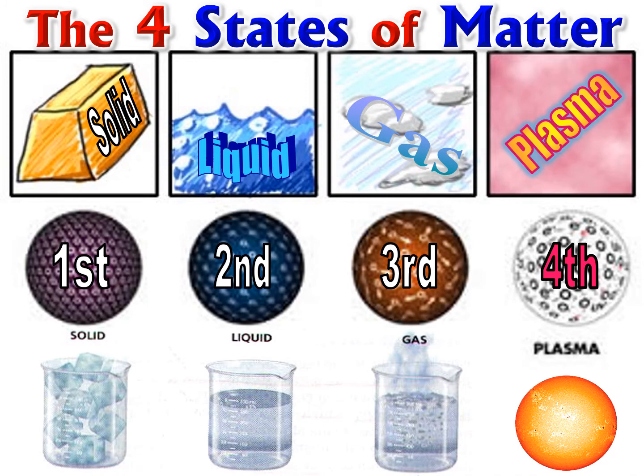So again, plasma is the fourth state of matter. Solid, liquid, gas, we deal with those on an everyday basis. And then the fourth state of matter is plasma. Of course, plasma is ionized, meaning that it can conduct electricity.